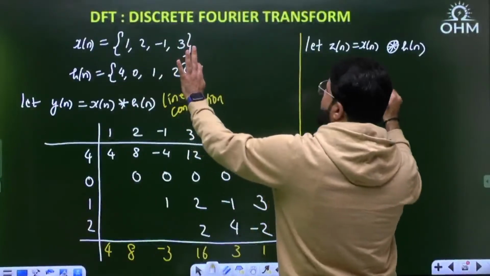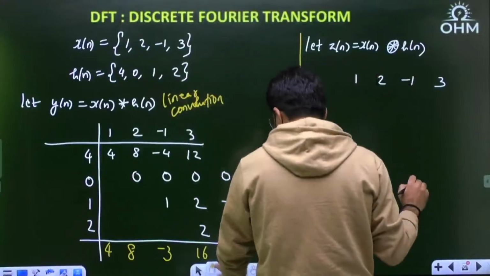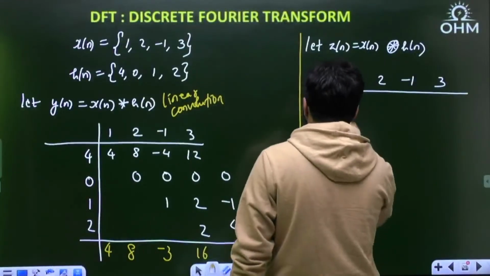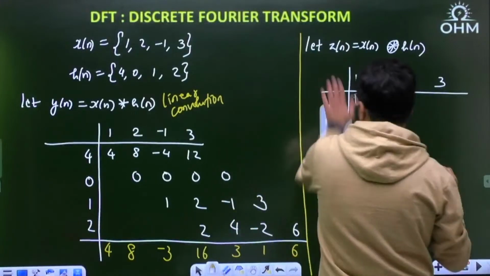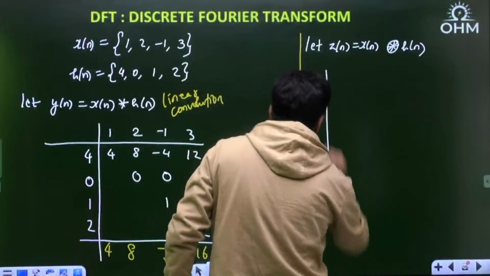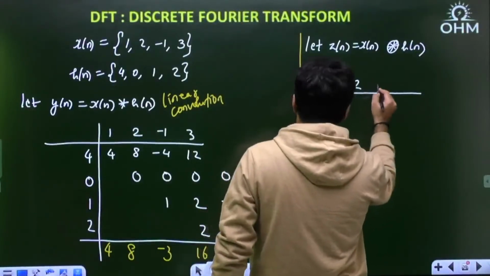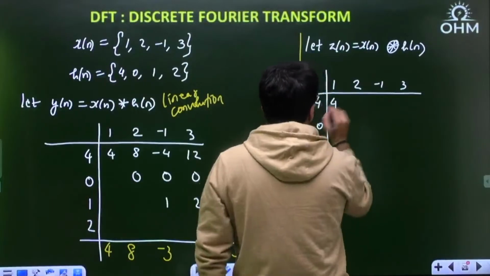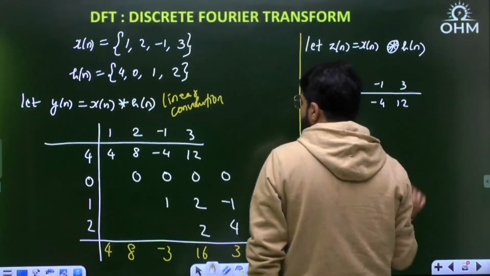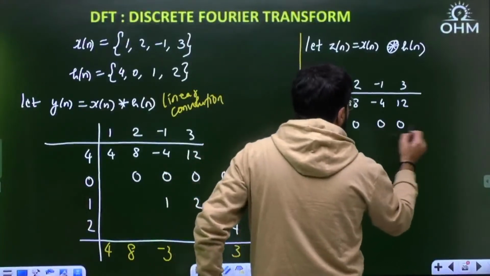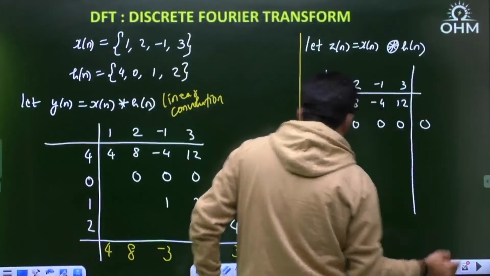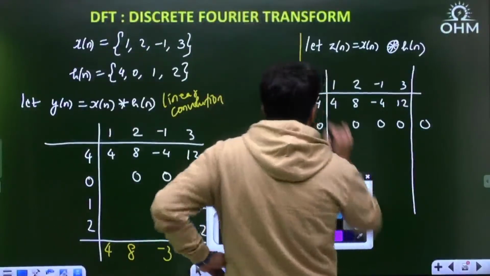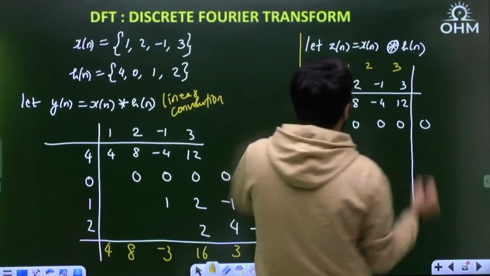Let me take the same two signals, 1, 2, minus 1 and 3, on top, and the other signal on the side: 4, 0, 1 and 2. You can swap them also, as I told you. Now see the results. 4 into 1, 4 into 2, 4 into minus 1, 4 into 3, same. Now 0, 0, 0, 0. But when you talk about DFT and IDFT, especially periodic signals defined from n equal to 0 to N minus 1, there is always a boundary. n is 0, 1, 2, 3, and you can't go outside the boundary.